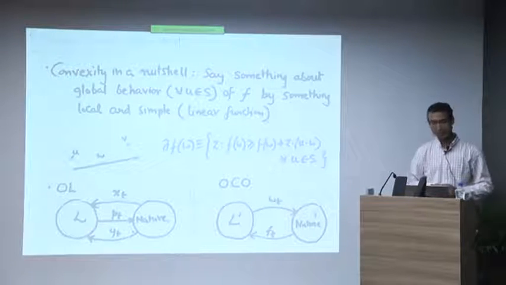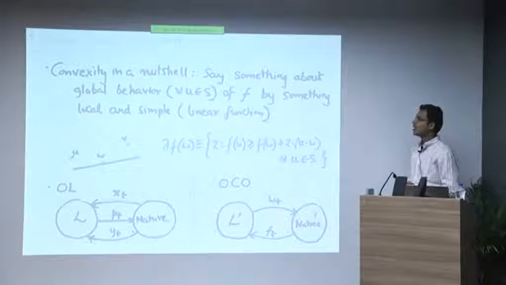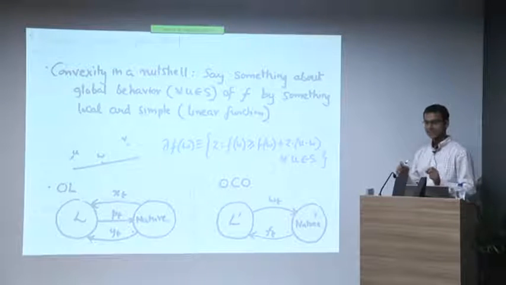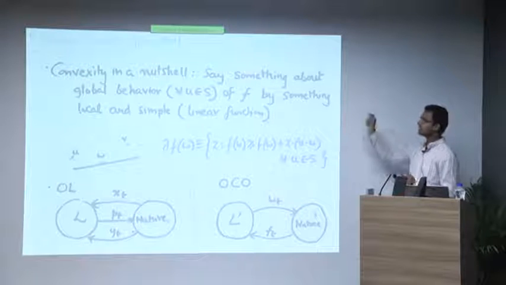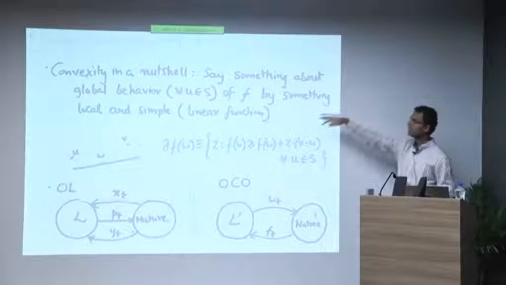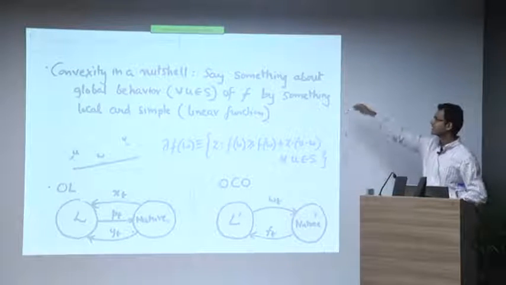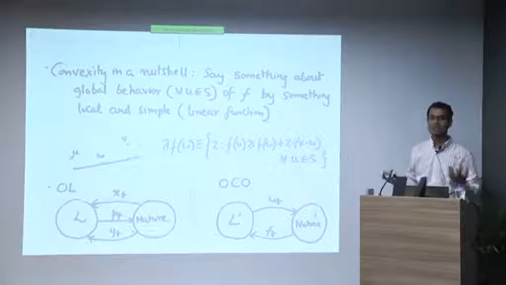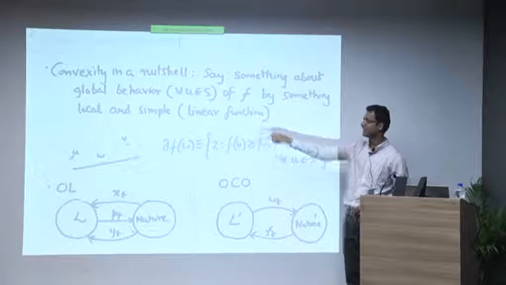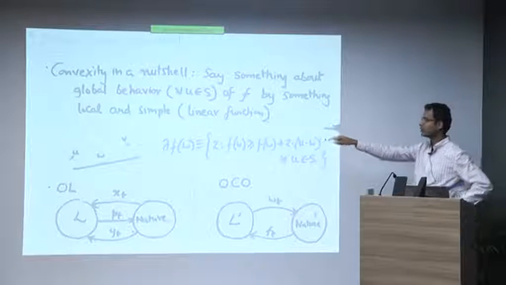So what is convexity in a nutshell? You had a full session on this, but the intuition that you have to develop about convexity is this. With convexity, you can say something about the global behavior of a function by something local and simple, which is a linear function. What do I mean by this statement? What does convexity bring to the table? Here I've drawn a very simple function, and I've marked 3 points, u, w, and v.